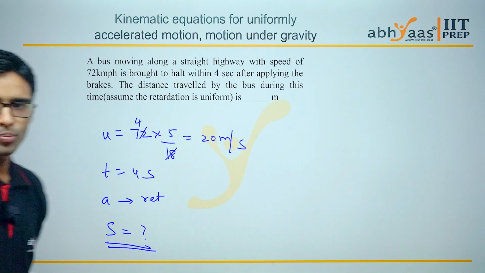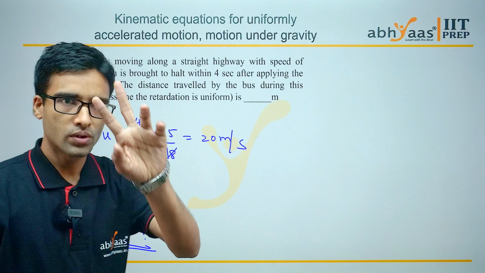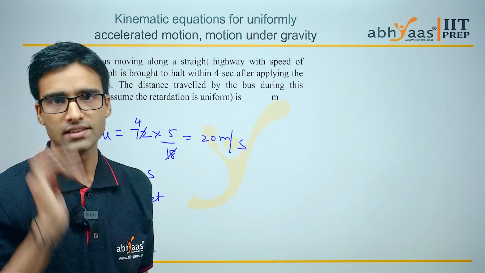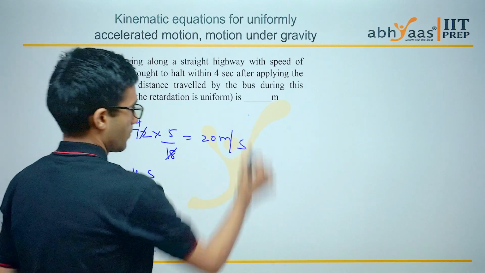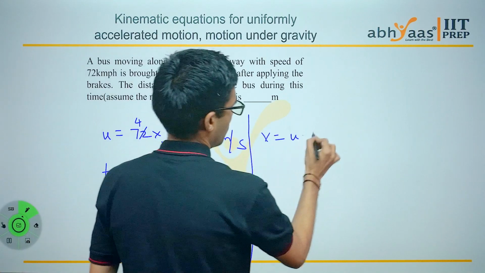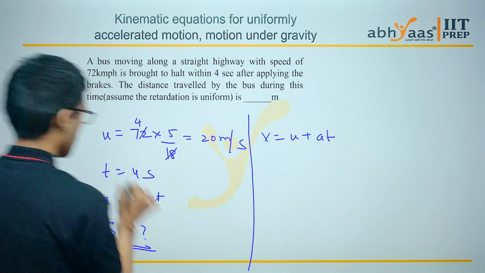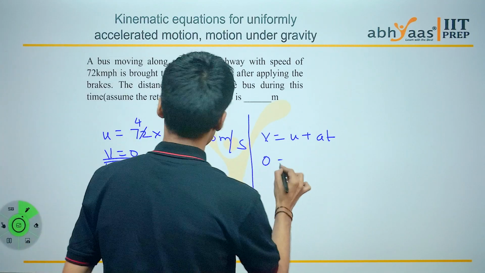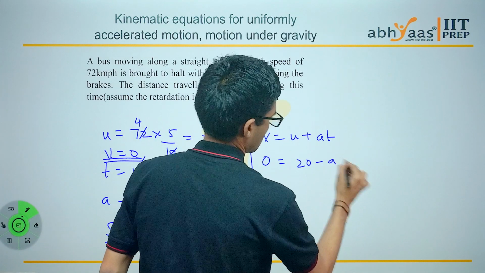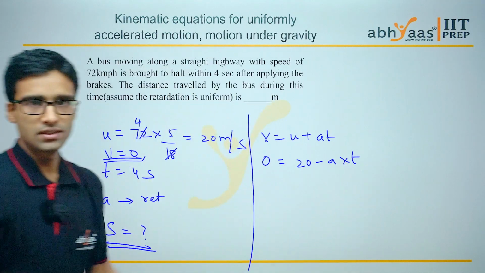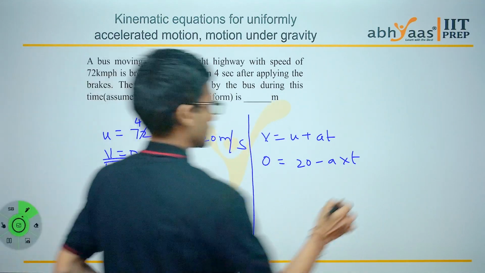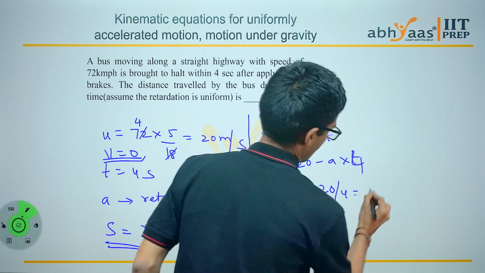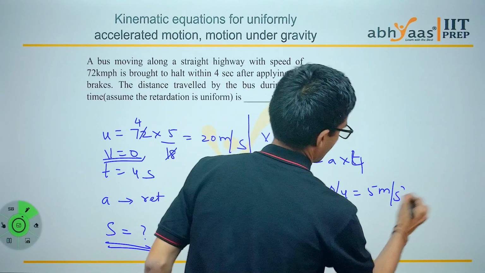For this kind of problem, two things we want. Acceleration is not there, s is not there. So initially if you apply v is equal to u plus at. Why am I applying this? Because v is 0, it is coming to rest. So 0 is equal to 20 minus a into t. Why did I keep a negative? Because it's retardation. Time is how much? 4 seconds. a is equal to 20 by 4, that is 5 meter per second square.